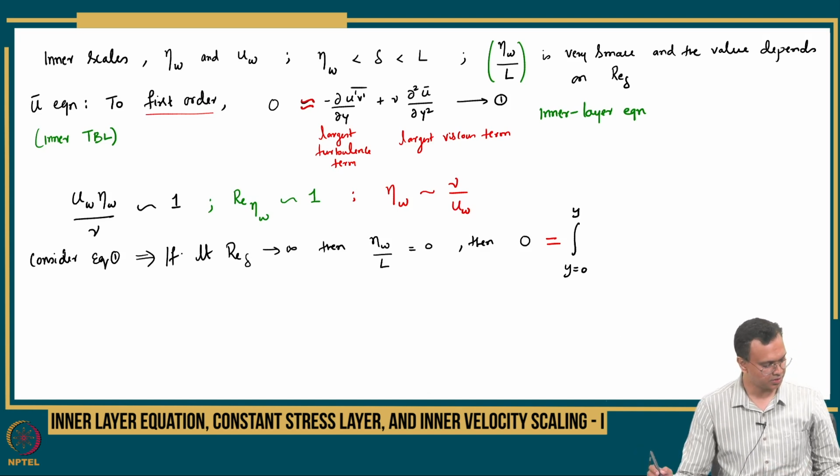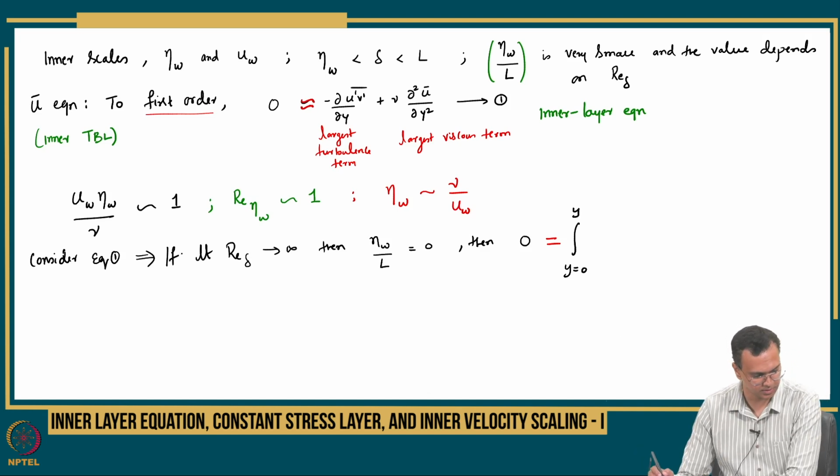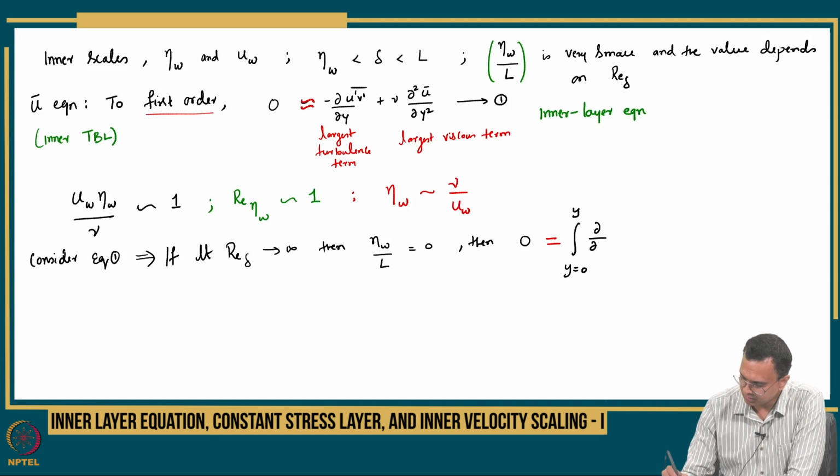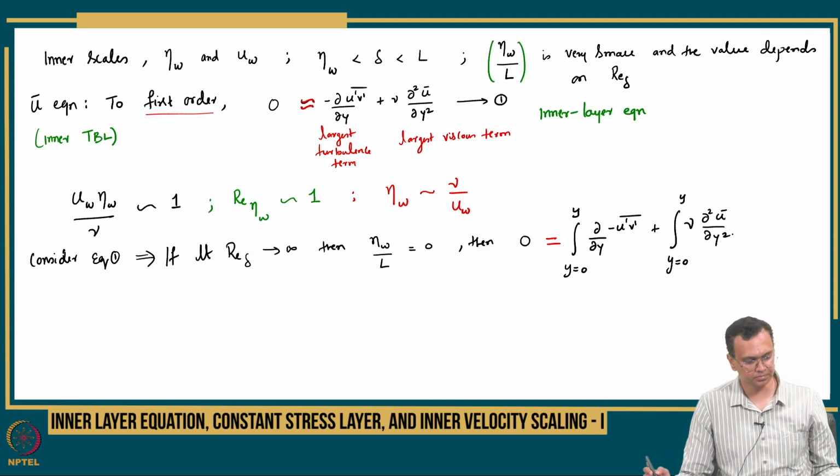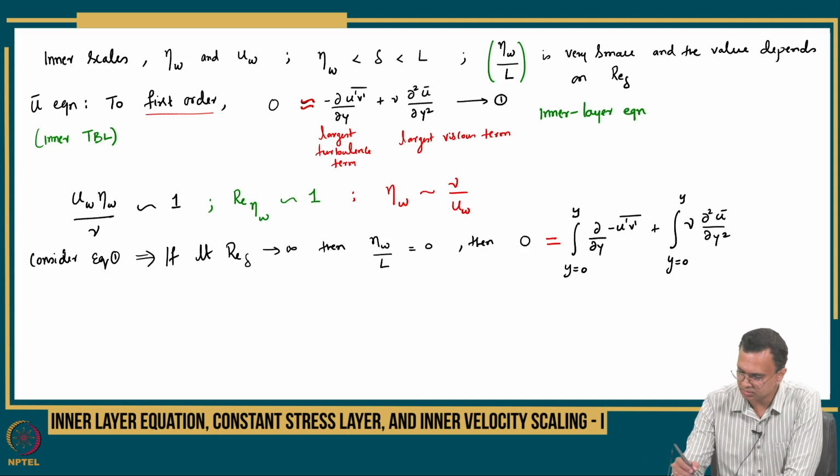Alright, so I have this equation now, 0 equal to this, and then if I integrate, dou by dou y of minus v prime plus, from y equal to 0 to y, I have nu dou square u bar by dou y square. So here the integration is within the boundary layer. So here y is within the turbulent boundary layer.